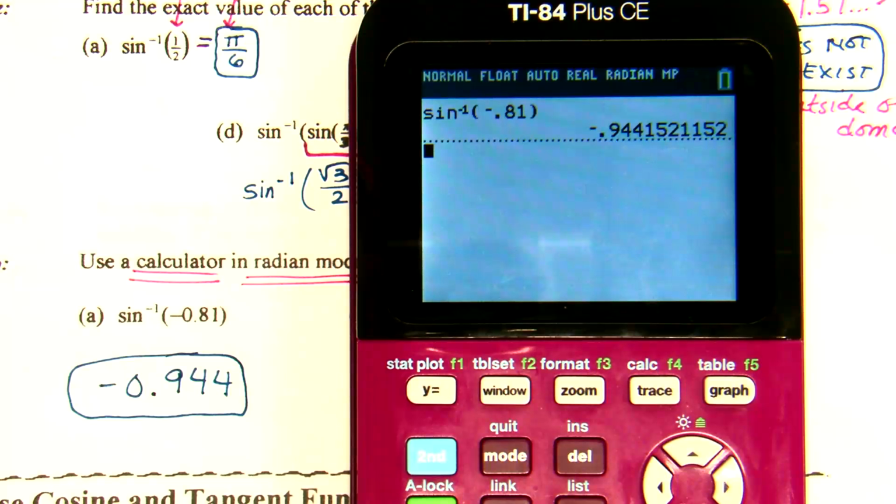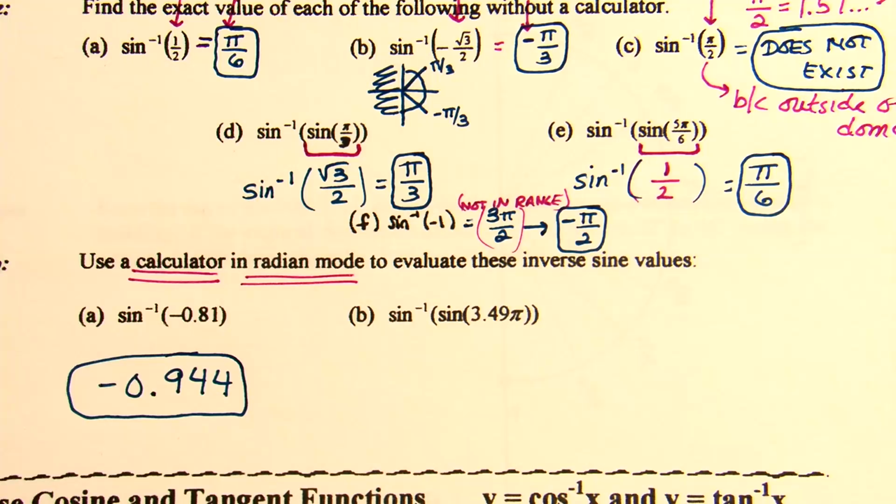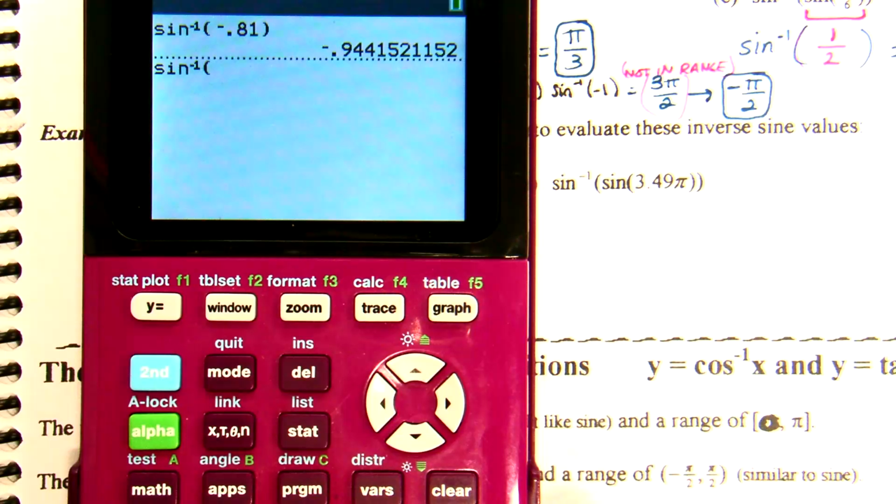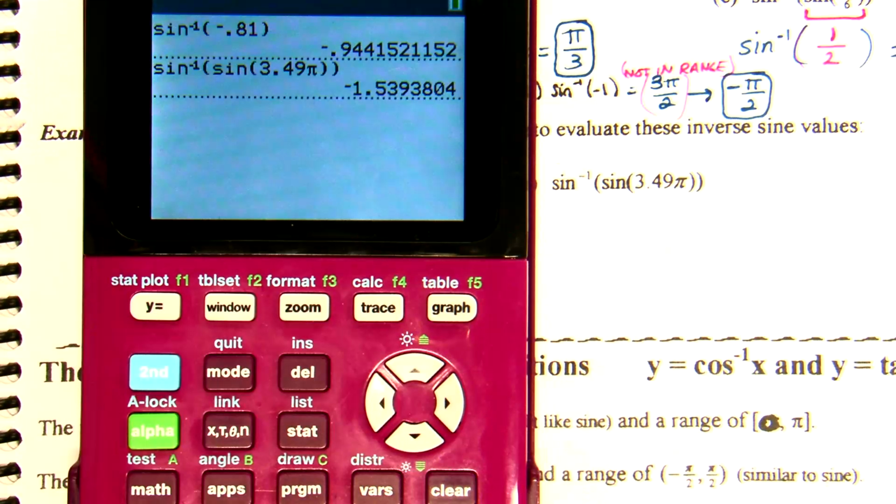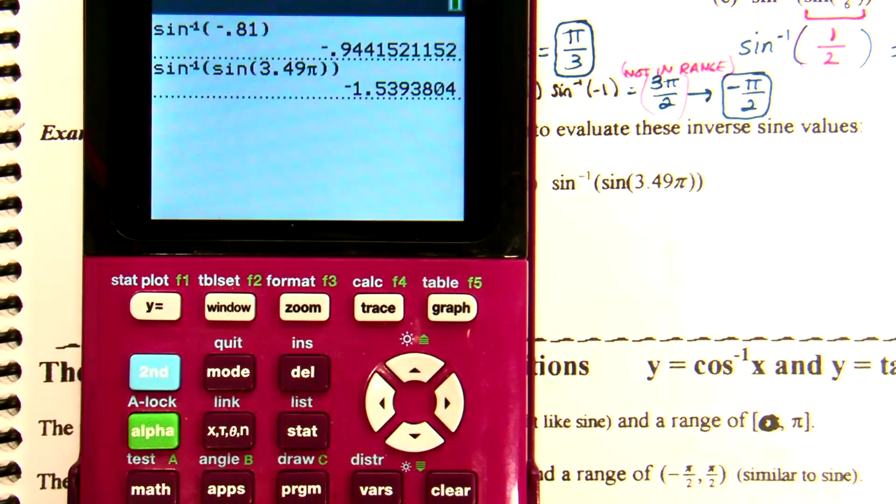But again, you're going to get all wrong answers if you're in degrees. Or in this case, if you try to do sine to the negative 1 power by hand, you're going to get wrong answers. You have to use the sine inverse button. Okay, real quick, B. Can you do it? Second sine inverse, and then a regular sine, and then 3.49. Please use the pi button. And officially, you could get away without punching your end parentheses there. Does your answer match my answer? Negative 1.539.